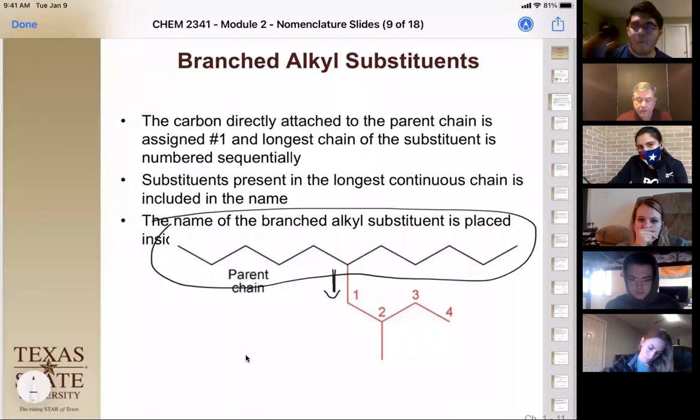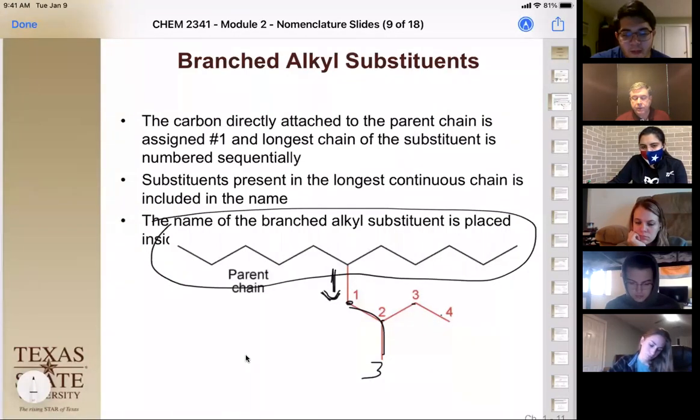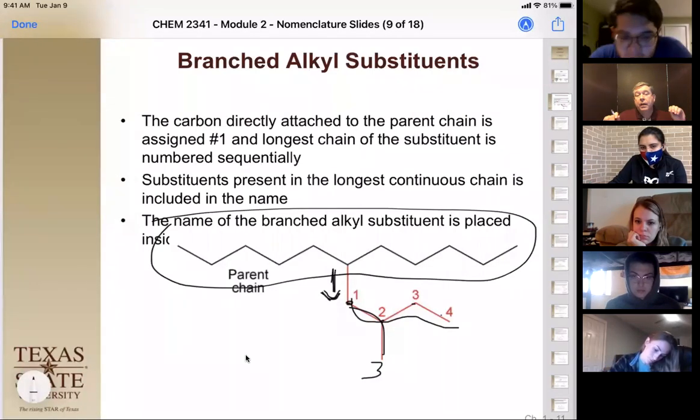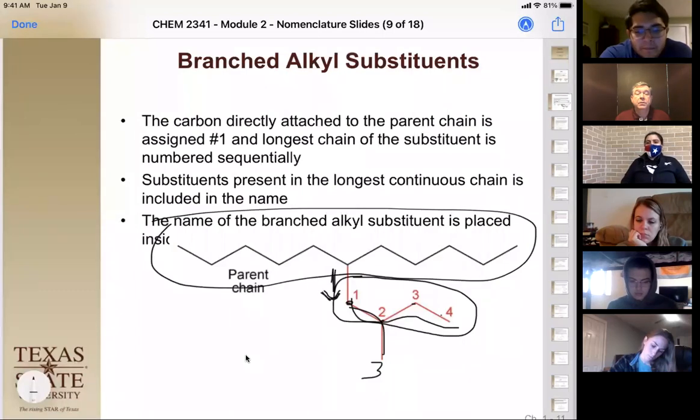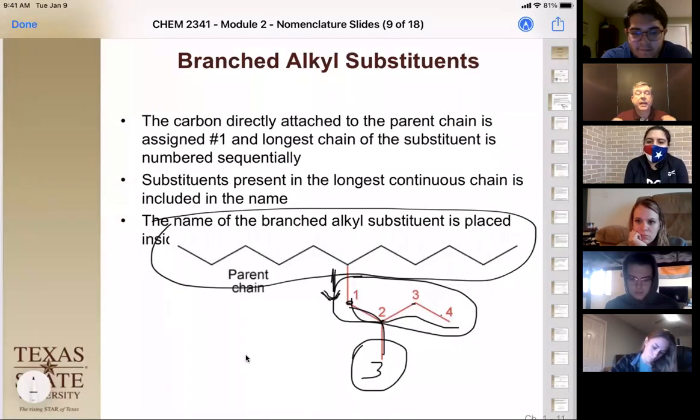So we connect from that parent chain, and the longest available is 1, 2, 3, 4. If we count it this way, we'd only have 3. So that means our longest chain is these 4 carbons here, and it has a substituent. Now that we know what our longest chain is, it's 4 carbons, which is going to be butyl. So we're going to have butyl as one of our names, but we have another substituent on that substituent, so we have to name that as well.